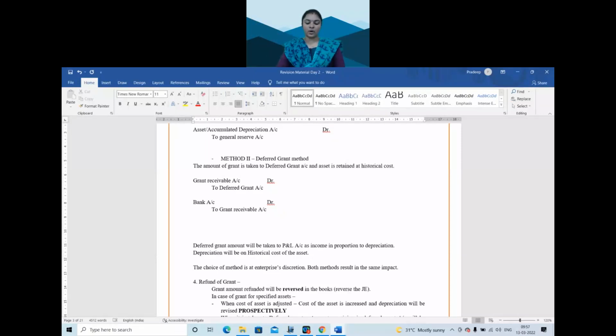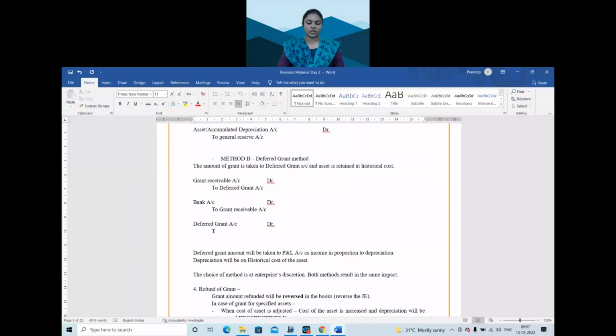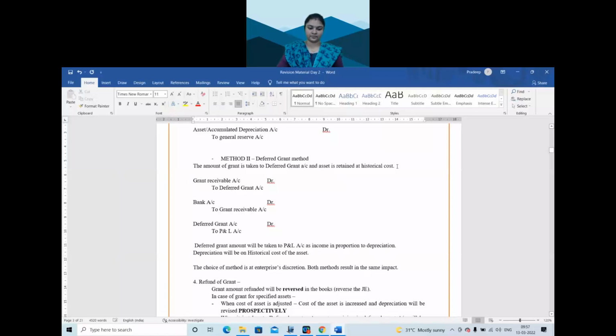Okay, so what will be the entry here? The entry for every year for taking the amount to the P&L account will be: deferred grant account debit to profit and loss account. So here the point to note is depreciation is going to be on historical cost. Depreciation will not be on the reduced value because you are not reducing the value of the asset here.